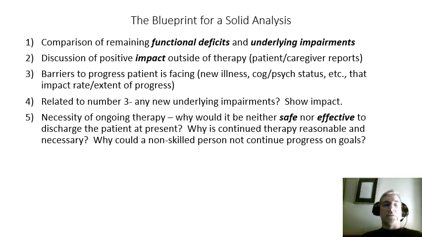So the first thing you want to do in your analysis is compare the functional deficits and the underlying impairments. Those of you that have been to my course have heard me talk about that. You also want to discuss the positive impacts made outside of therapy, related to patient and caregiver reports. If you've been to my course, we talk about impact on burden of care.